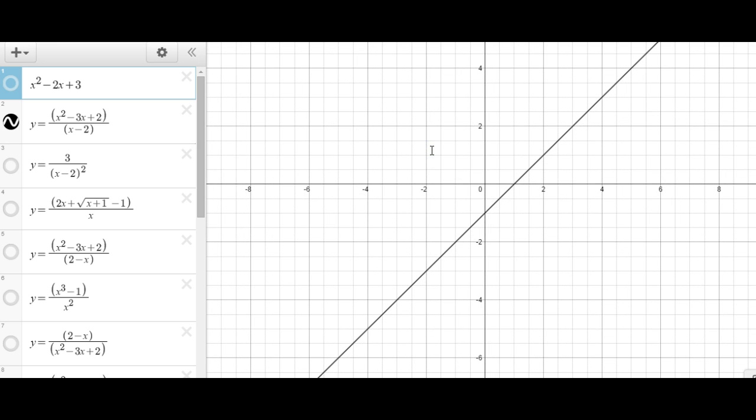This is the second graph, x squared minus 3x plus 2 over x minus 2. And we want x. So as x approaches 2, where are we? What's at 2? It's undefined. But as it approaches, what are we coming close to? We're coming close to 1, and coming down from the other side, we're getting close to 1.